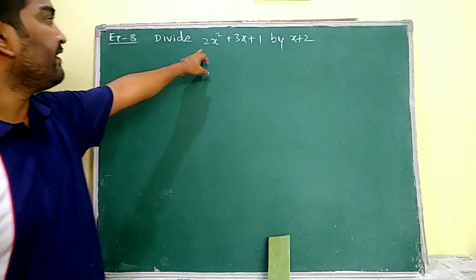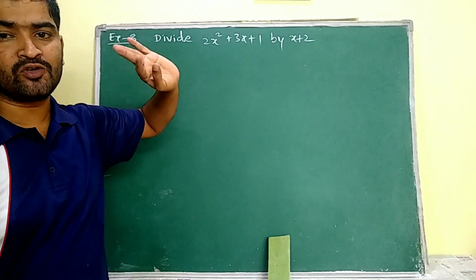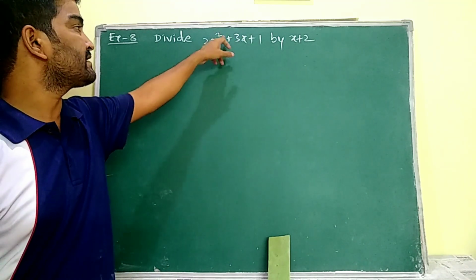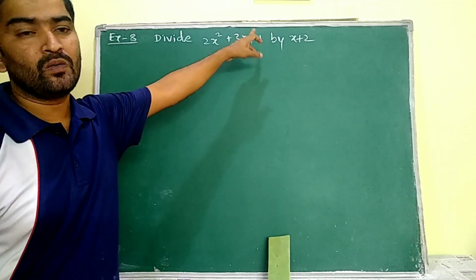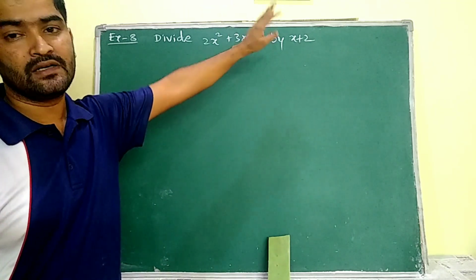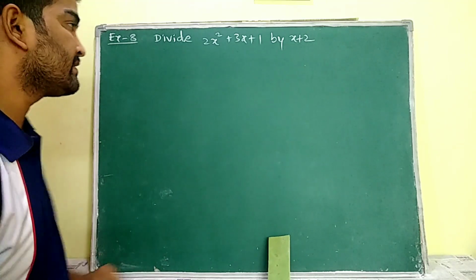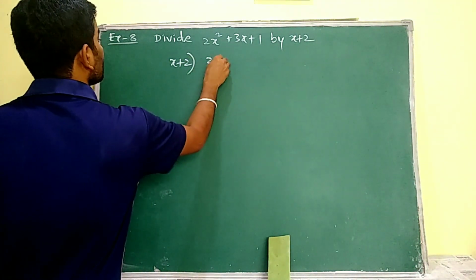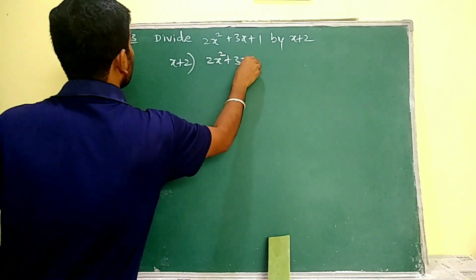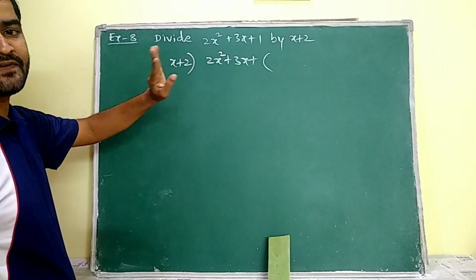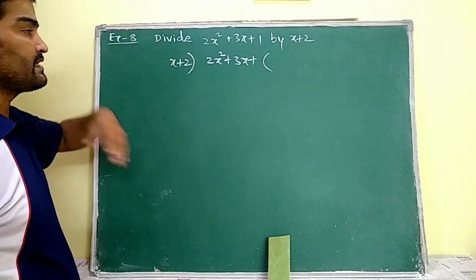Here, the given polynomials are in a standard form only, directly. It is having its degree 2. So 2x square, 3x, 1. After degree 2, linear term and constant. And the divisor is also a linear expression. So firstly we have to divide the polynomial 2x square plus 3x plus 1 with x plus 2. As it is in the standard form, no need to arrange it in a standard form.